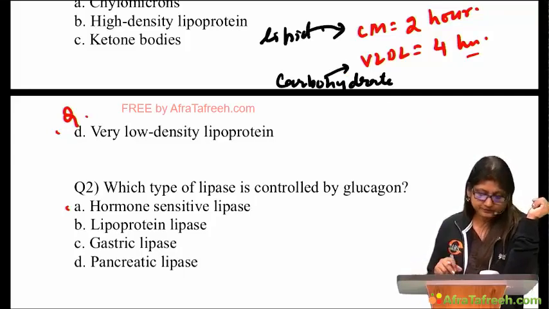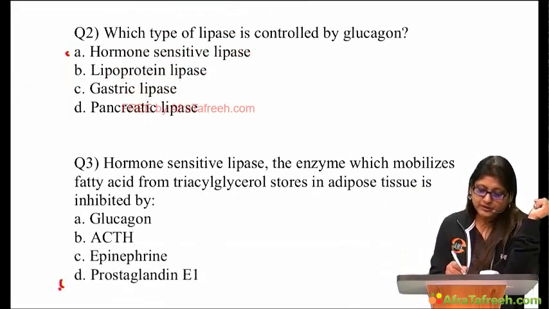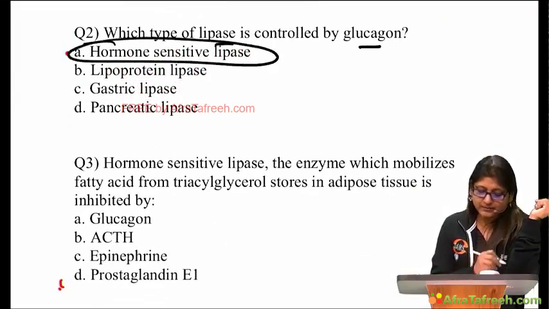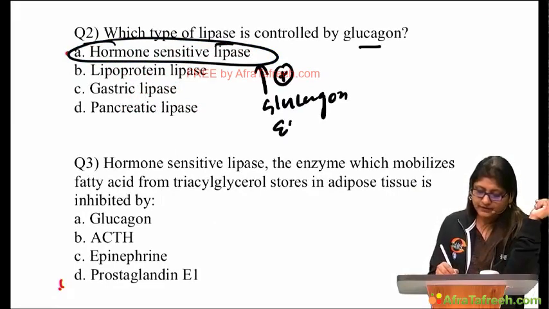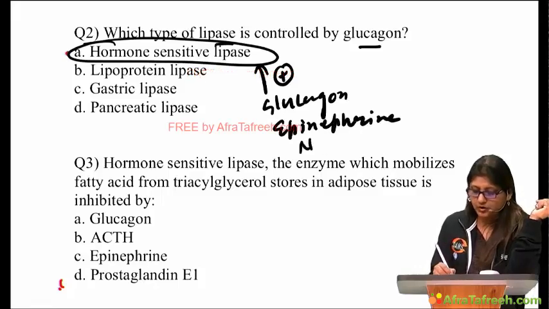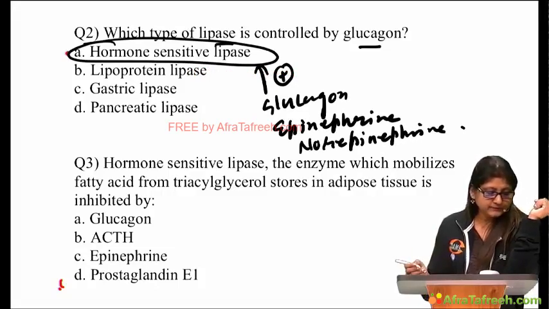Right? Next question. Which type of lipase is controlled by glucagon? Answer is going to be hormone sensitive lipase. This enzyme is getting activated by glucagon, epinephrine and norepinephrine. Epinephrine, norepinephrine and glucagon. Right?